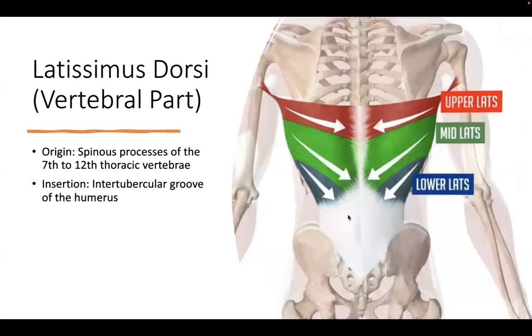All right, so first up for the latissimus dorsi is the vertebral part. The origin for this part is the spinous processes of the 7th to 12th thoracic vertebrae. The insertion is the intertubercular groove of the humerus.